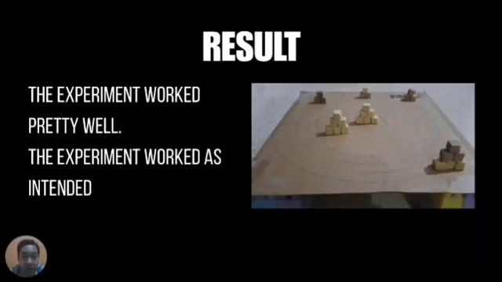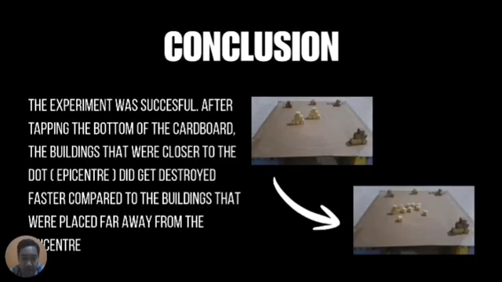The summary and recommendation. The result was that the experiment worked pretty well. The experiment also worked as intended. In conclusion, the experiment was successful. After tapping the bottom of the cardboard, the buildings that were closer to the dot, or the epicenter, did get destroyed faster compared to the buildings that were placed far away from the epicenter.